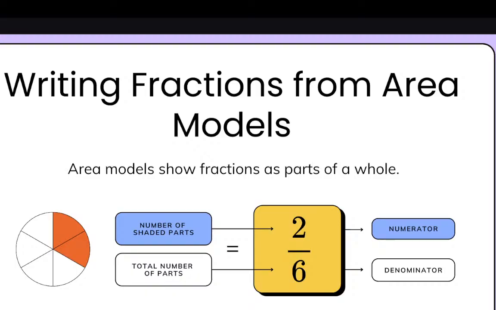Okay, now imagine a pan of brownies cut into 9 equal squares. If 4 brownies are eaten, what fraction is gone? Let's break it down. First, the numerator. How many pieces have been eaten? 4. What is the total number of pieces? 9. So 4 is the numerator and 9 is the denominator. So our answer is 4 out of 9, which is 4/9.